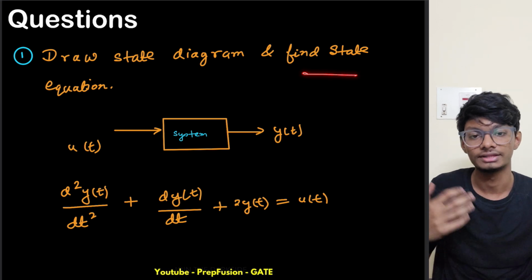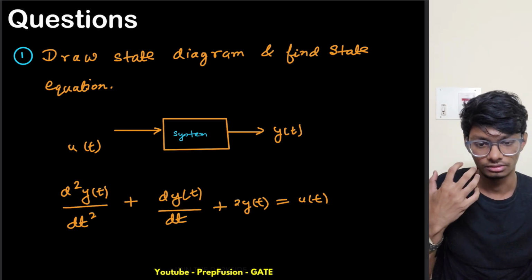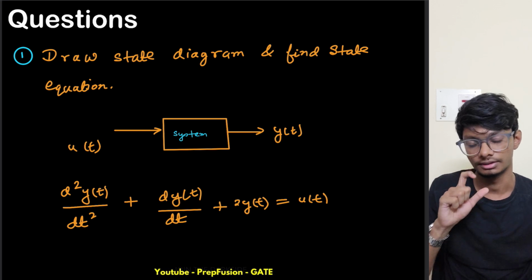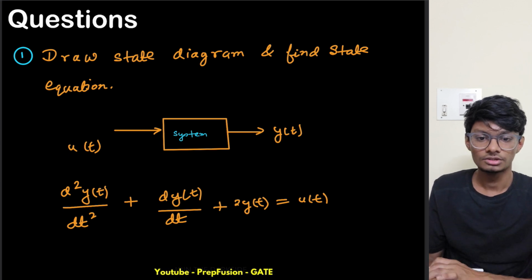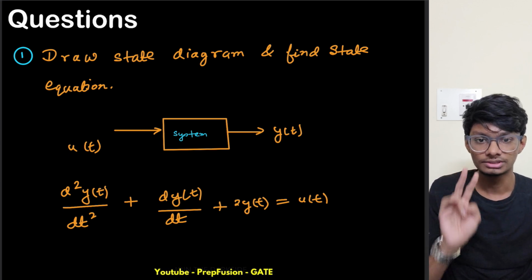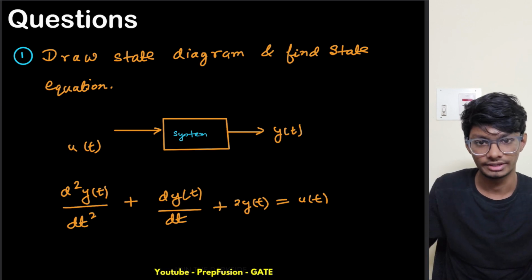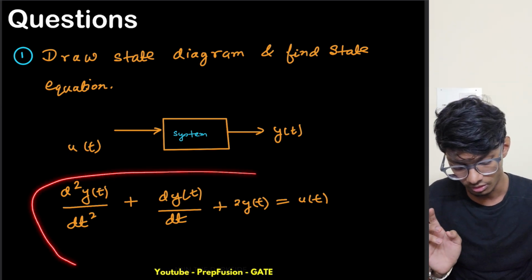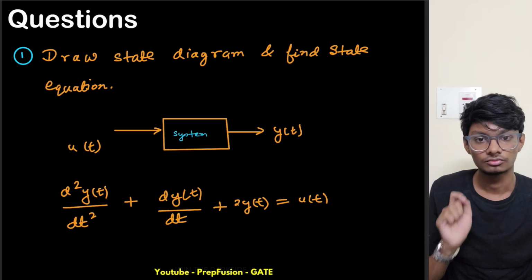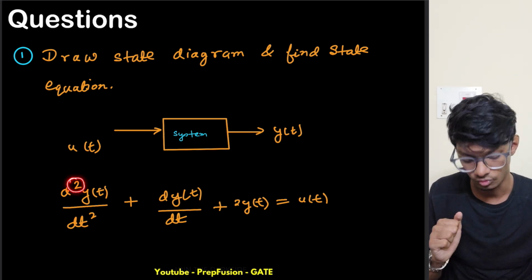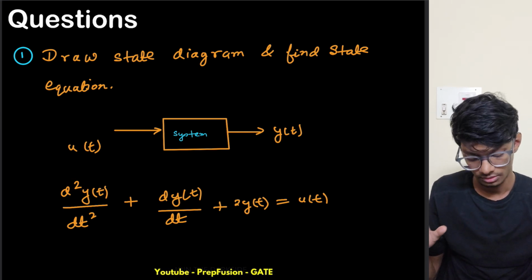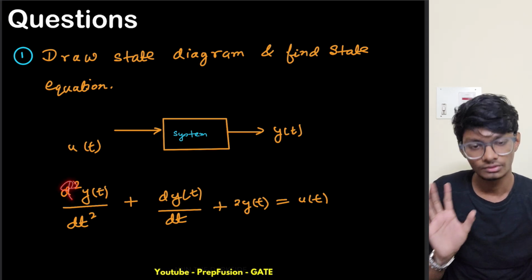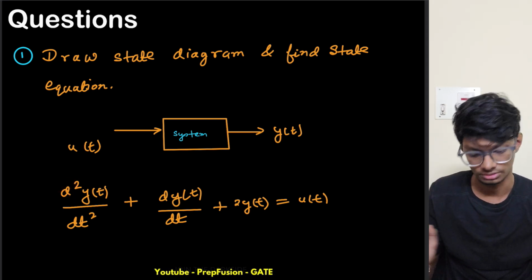But first, for finding the state equation, we have to take a few state variables. Now how many state variables will I take? Just keep in mind that the minimal set of state variables depends on the order of the differential equation. So here, what is the order of the differential equation? It is 2. I hope you know how to find the order of a differential equation: it is just the highest differentiation term. So here the order is 2.